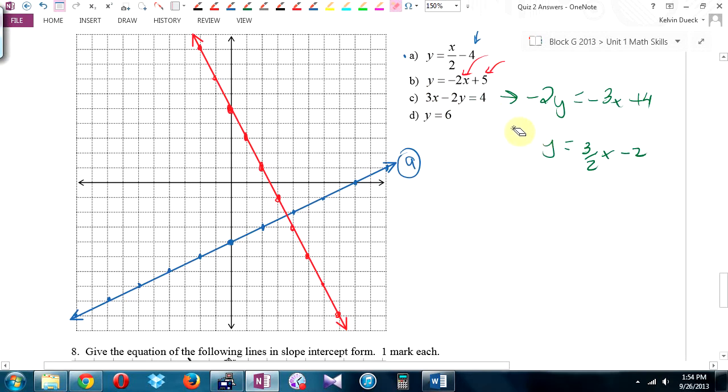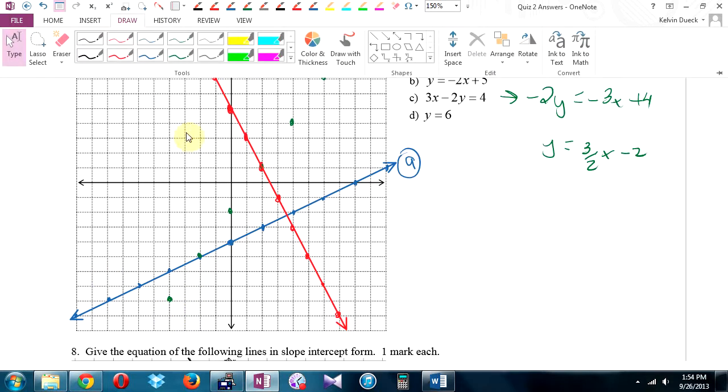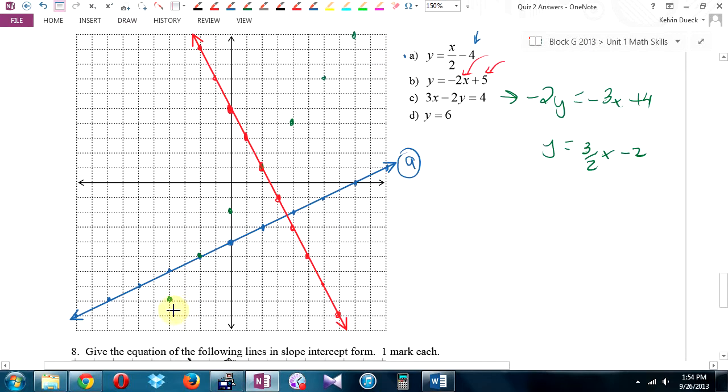There it is in slope-intercept form, and I guess I'm committed to doing it in green, so let's do it in green. Y-intercept of negative 2, slope up 3 over 2, up 3 over 2, up 3 over 2. Is that right? If I were to draw this, let's see, kind of about there.